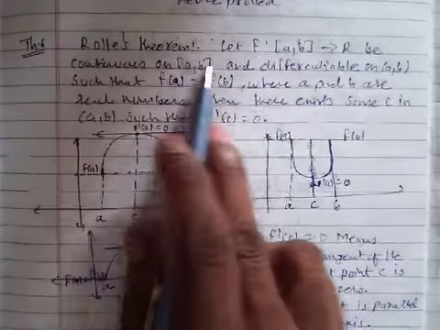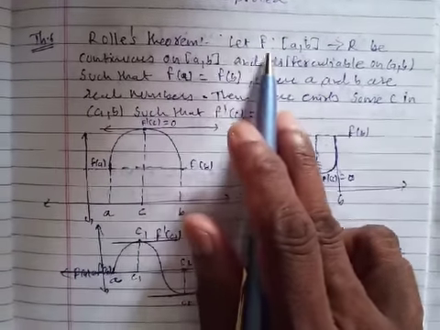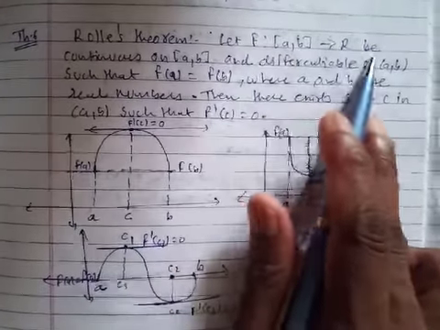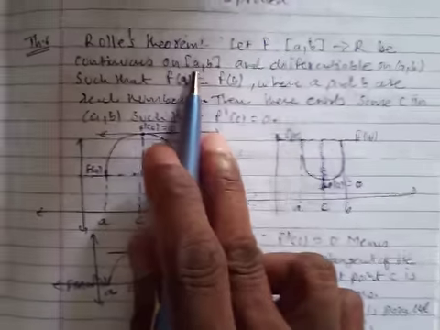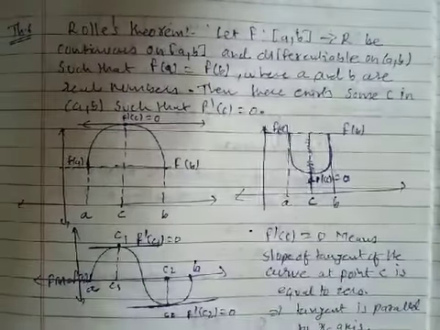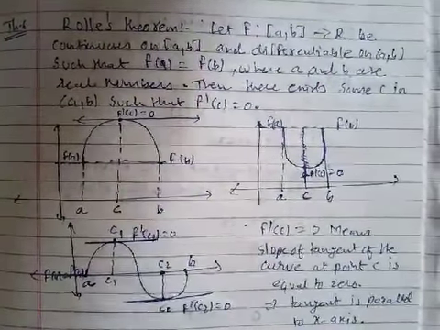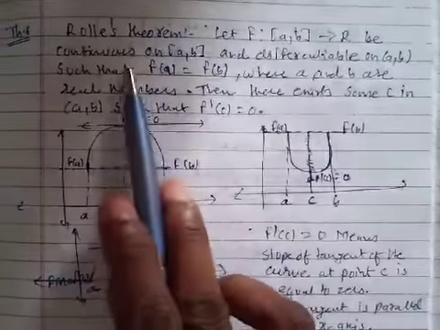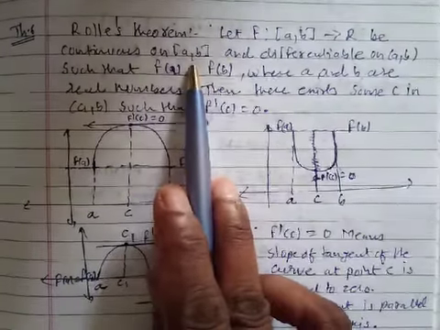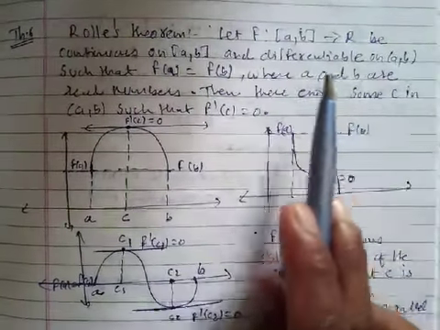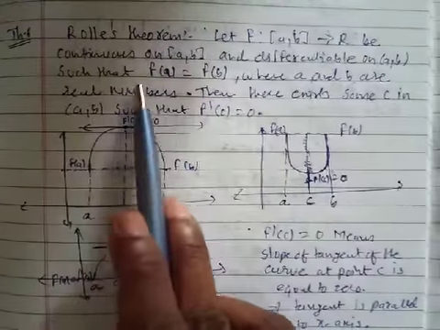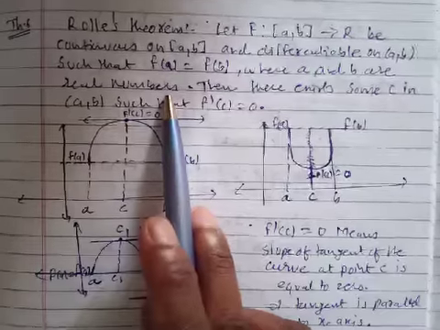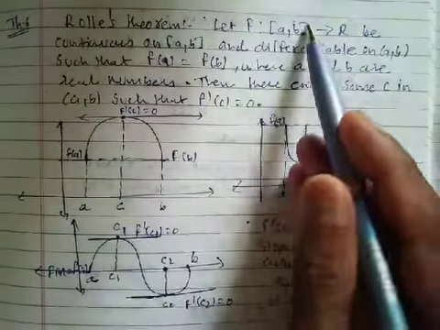Start with Rolle's theorem. Let f from closed interval [a, b] to R be continuous on the closed interval [a, b] and differentiable on the open interval (a, b), such that f(a) is equal to f(b), where a and b are real numbers. Then these are three conditions.